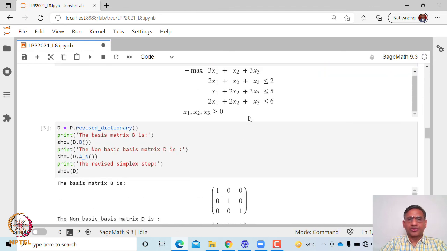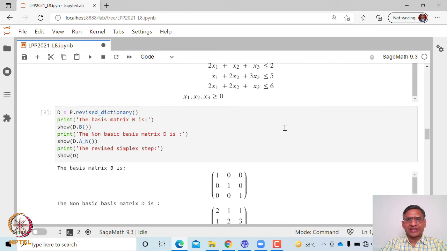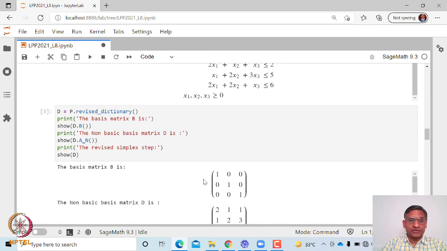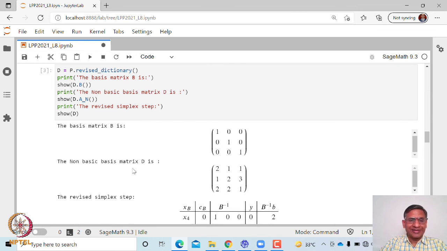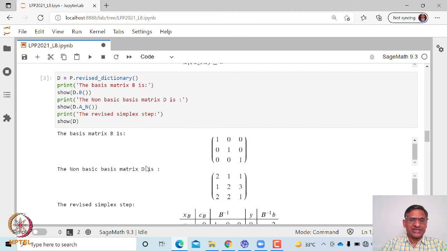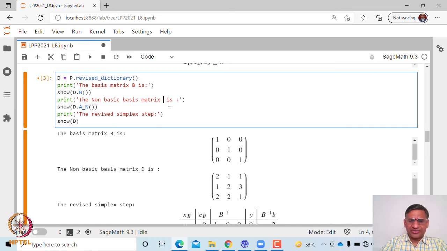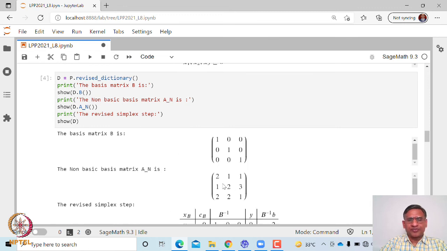And that is what you can see here. So when you have converted this to standard form, you have introduced the slack variables x4, x5, x6, and that corresponds to basic variables. So the matrix B is going to be identity, and the AN, which Sage represents as D here, let me write here AN. This is going to be the first column of A, second column of A, third column of A with respect to x1, x2, x3, right?